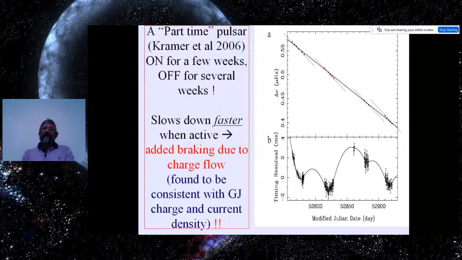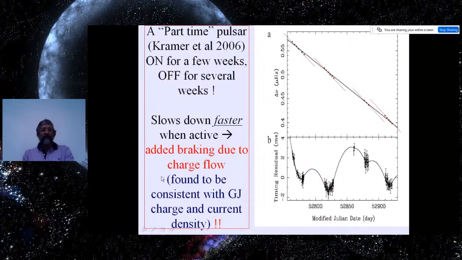So there is a steady energy loss, and then there is energy loss which depends on whether the pulsar is active, whether its machinery to produce this large number of charged particles and flow is active or not. So you will find that this provided the first ever indication of what the energetics associated with the charge flow is.